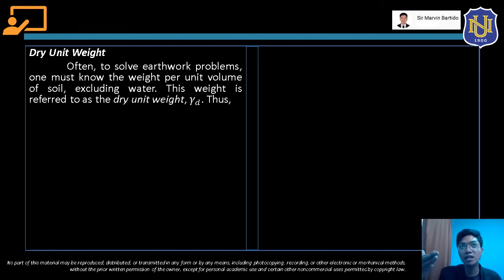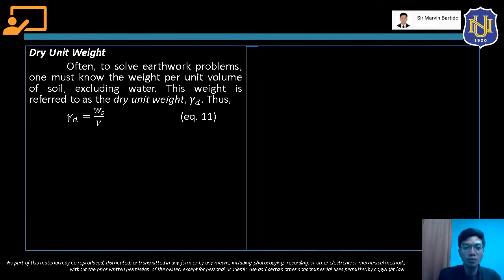And the total weight, class, is composed of the weight of the soil solid and the weight of water. So if we are going to exclude water, therefore, class, the weight that remains is just the weight of the soil solid. Okay, so this will be our formula, class, for gamma dry, or dry unit weight. So this is the weight of the soil solid over the total volume. So this is the notation, class, for dry unit weight. So this is gamma dry.